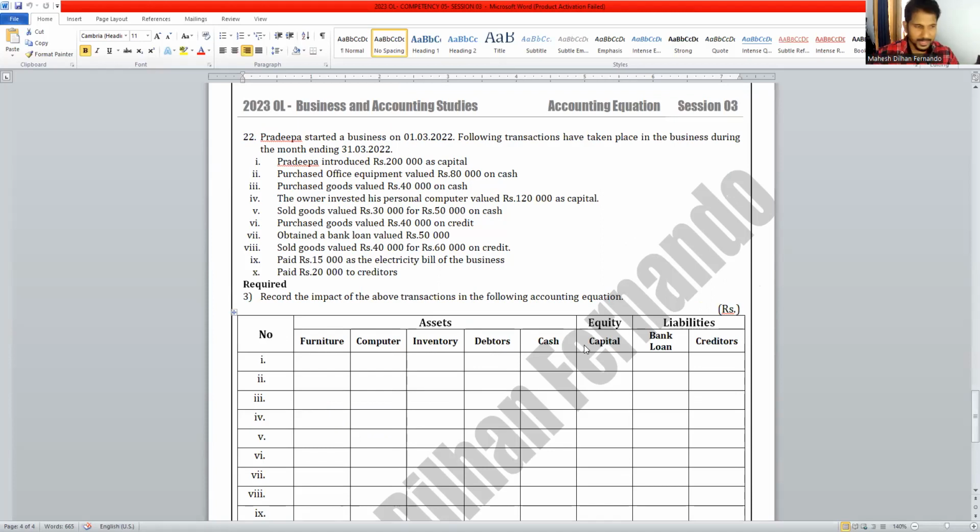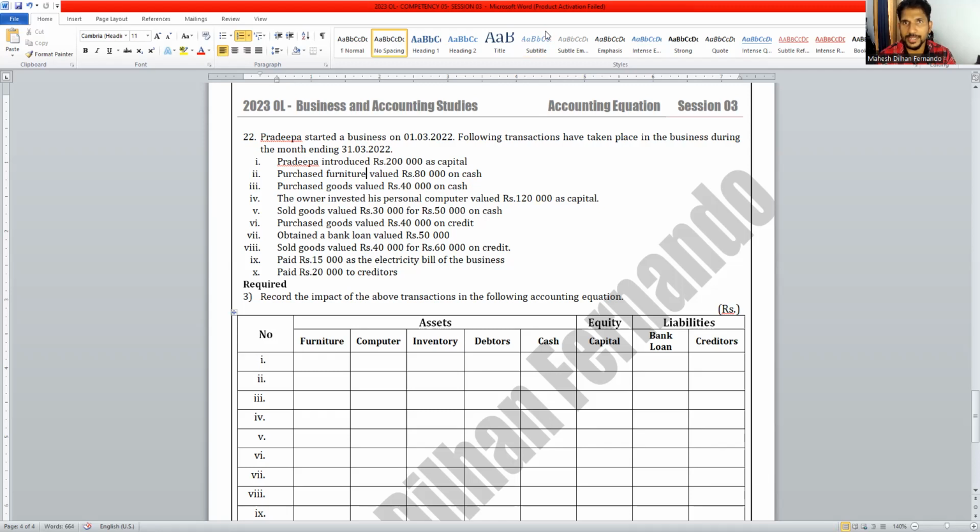Right. So there are 10 transactions once again. Now this time we have 5 assets. This should be not office equipment, furniture. Furniture, 80,000 on cash. Okay, good.